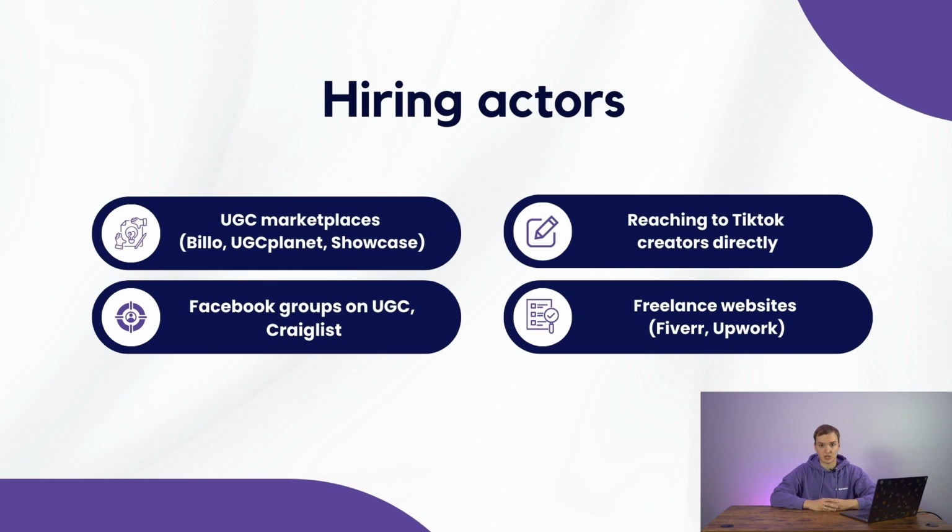So if you are on a budget, as most affiliates that are starting out are, you should definitely try cheaper options like Facebook groups on UGC or even Craigslist, where you can hire people directly. Or you can go to freelance websites like Fiverr and Upwork, and usually prices for videos range from $50 to $150 per video. It depends on how you negotiate with the person.